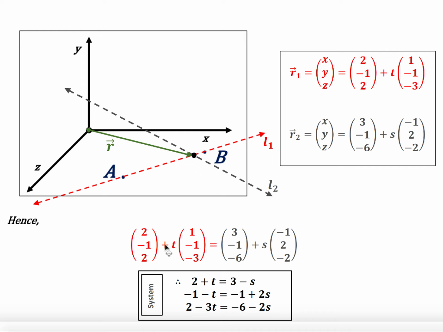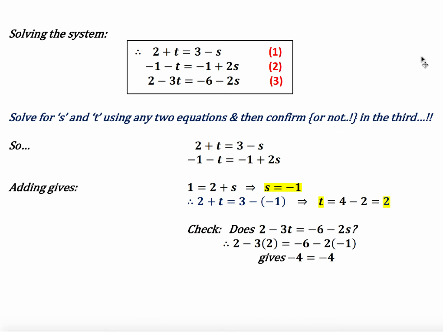And then, of course, 2 minus 3t for the z position here has to exactly match the z position over here, which is negative 6 minus 2s. So here we're confronted for the first time with some kind of a system, 3 equations, equations 1, 2, and 3, where there's actually only 2 unknowns. How do you handle this?